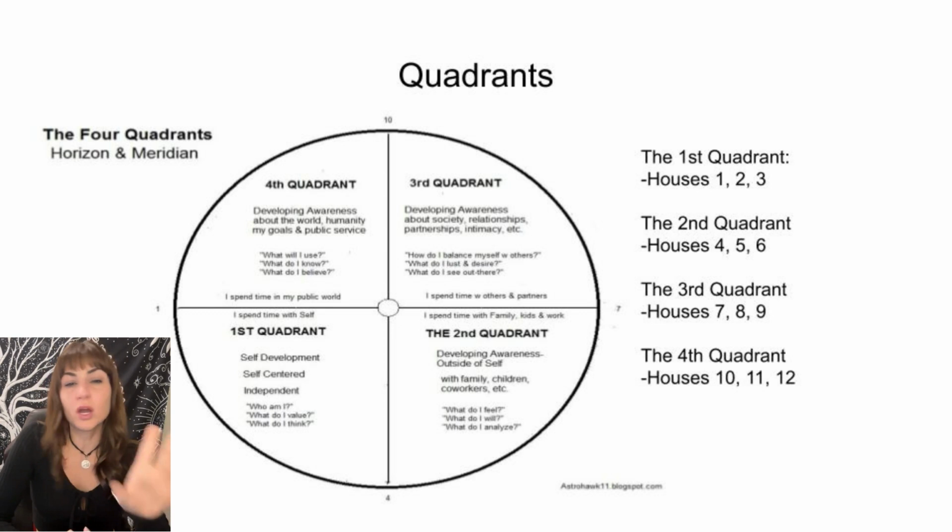Propensities. Now, we're not going to worry about empty houses. I'm going to make all that make sense later, so don't get stressed out about those. But children are going to fall under the fifth house as well.